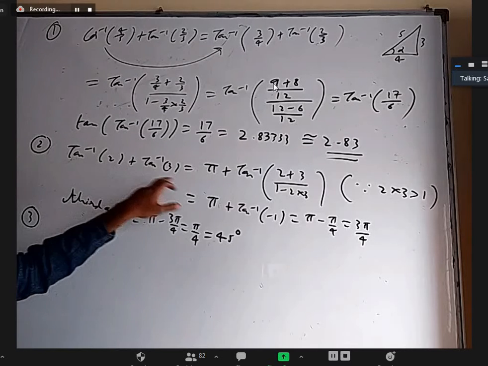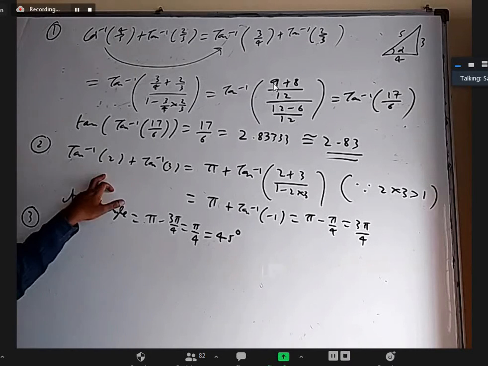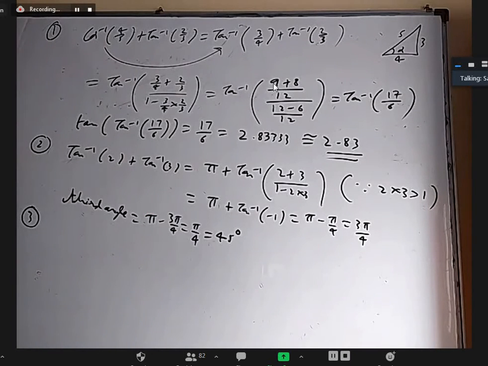But otherwise, you will get the sum of these two angles as negative. How can the sum of two angles in a triangle be negative? In fact, this is positive, this is positive. The sum cannot be negative. That is because we did not apply the formula properly. If you write pi plus, it is correct.